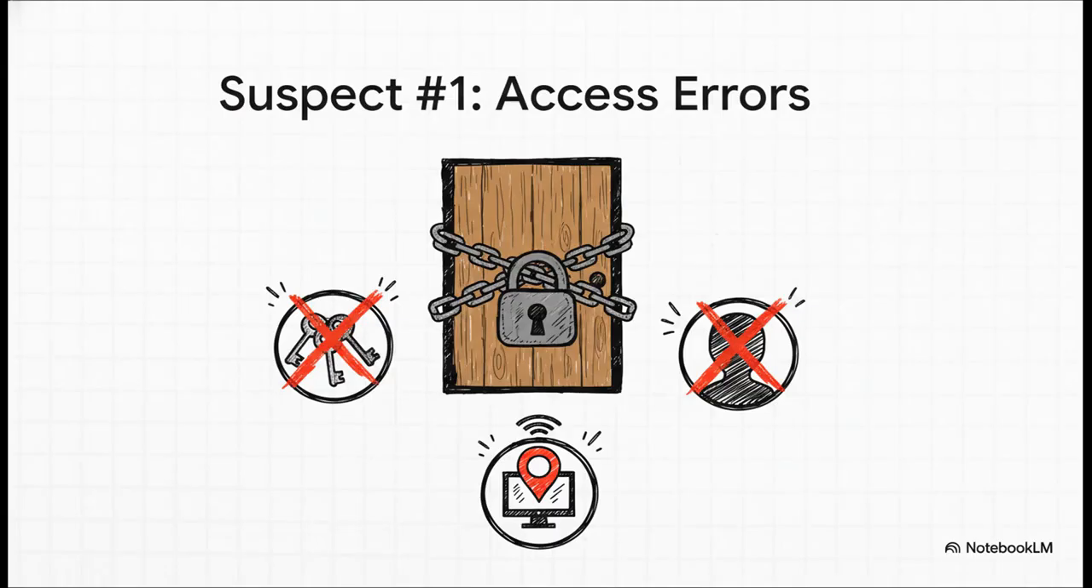Let's take a closer look at our first suspect: access errors. This is all about authentication and permissions. You know the drill. Your brand new web application tries to connect to the production database, but whoops, it's still using the default development password. Boom, access denied. The database is actively blocking you, and for a very good reason.